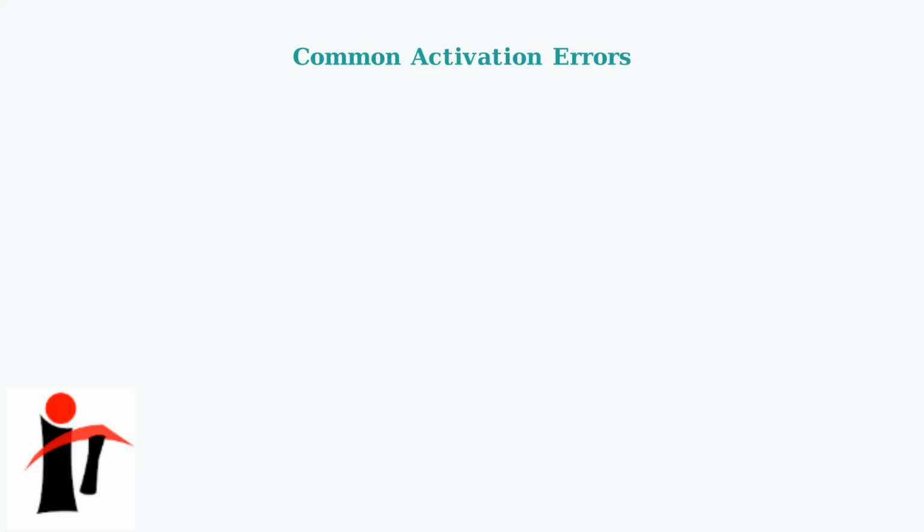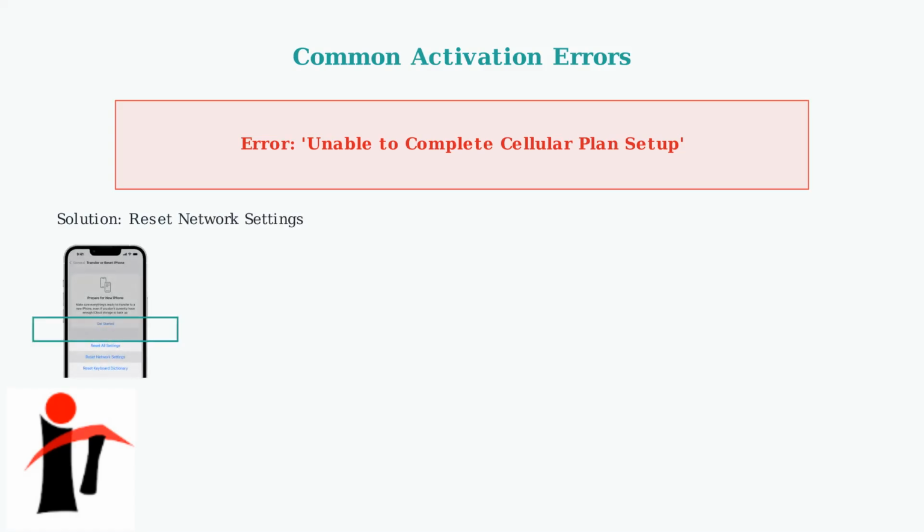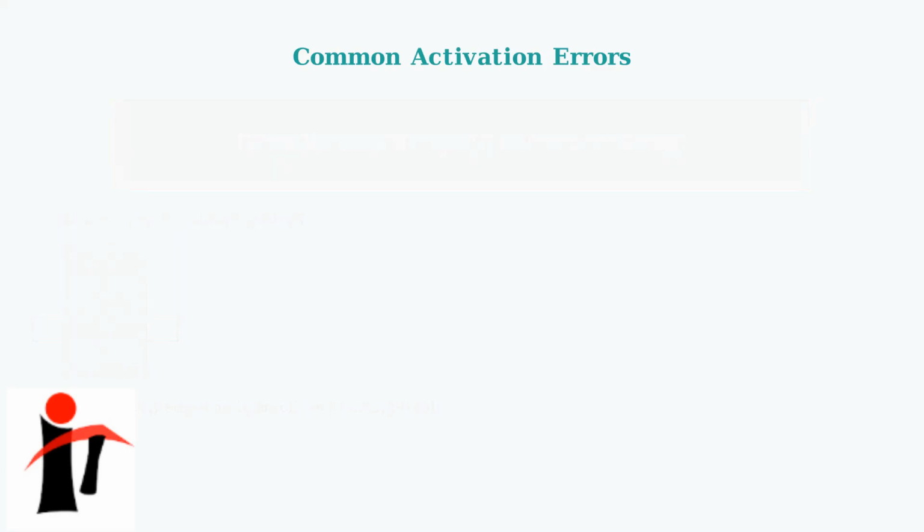Now let's address the most common activation errors and their solutions. These troubleshooting steps resolve the majority of activation issues. The first common error is unable to complete cellular plan setup. To fix this, reset your network settings by going to Settings, General, Reset, then Reset Network Settings. Alternatively, try activating during off-peak hours, typically between 2 a.m. and 6 a.m. local time when network traffic is lower.